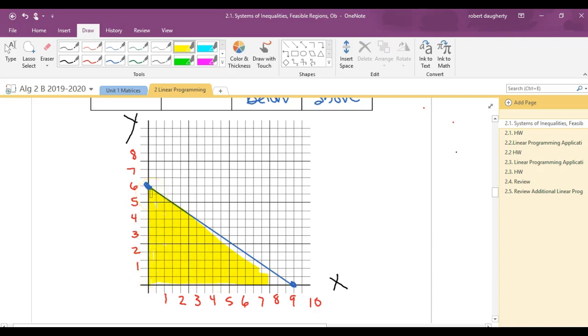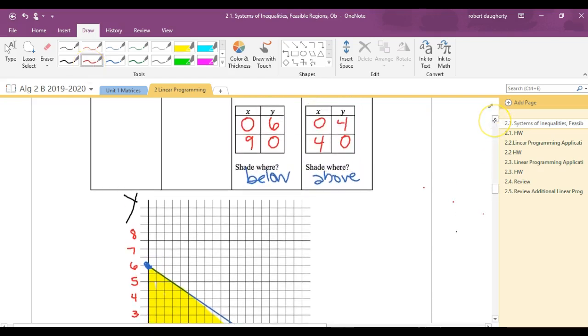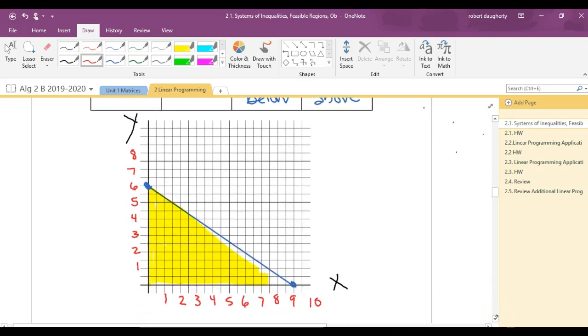Now let's graph the next line. The next line needs to go through what points? 0, 4, and 4, 0. So 0, 4, and 4, 0. Connect those dots.